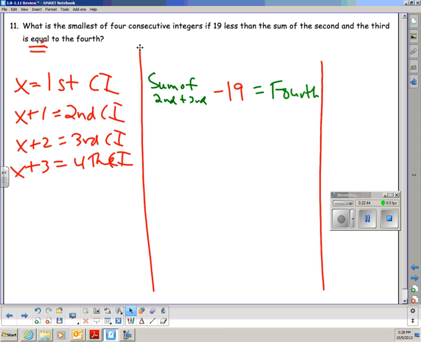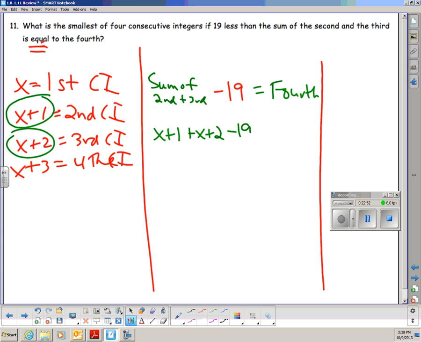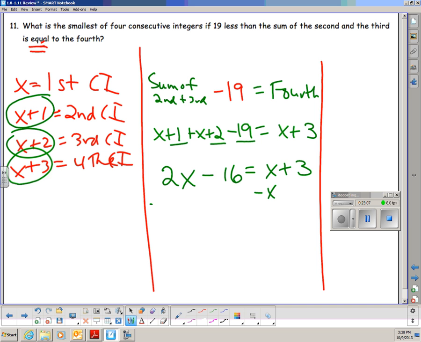Well, the sum of the second and the third, here's the second integer, and the third, I have to add those up. X plus 1 plus x plus 2 minus 19 equals the fourth. The fourth is my x plus 3. Now I have an equation, I can solve it for x. So let's take a look. I'm going to have 2x, 1 plus 2 is 3, 3 minus 19 is negative 16, equals x plus 3.